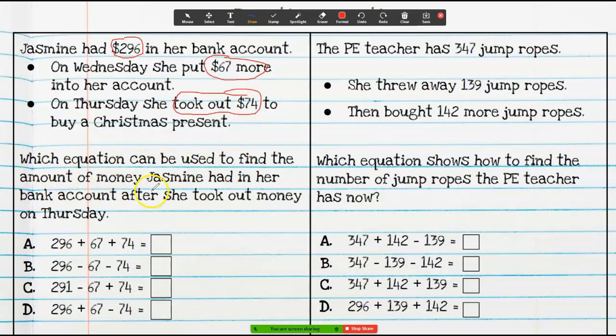Which equation can be used to find the amount of money Jasmine had in her bank account after she took out money? So we know she had $296. Okay. And she put $67 more. So she's adding $67 to her bank account. Then she took out $74. So you're taking it out, which means you're subtracting. So we have 296 plus 67 minus 74 is D. That's why it's always important to write down your thinking so that you can match it with the correct answer.